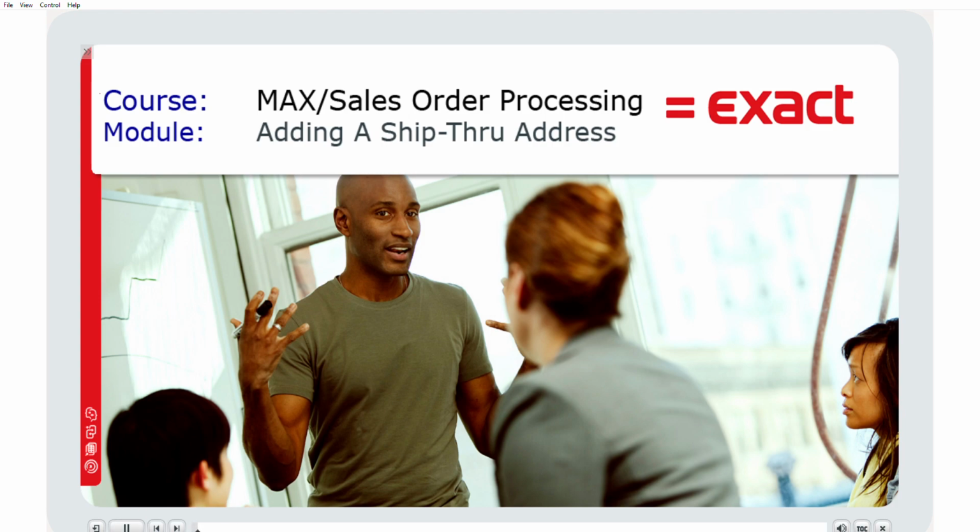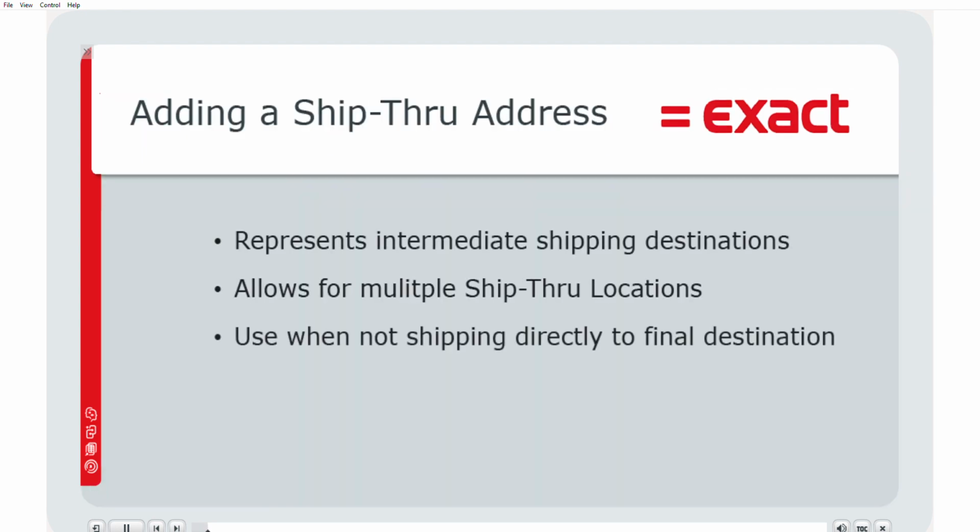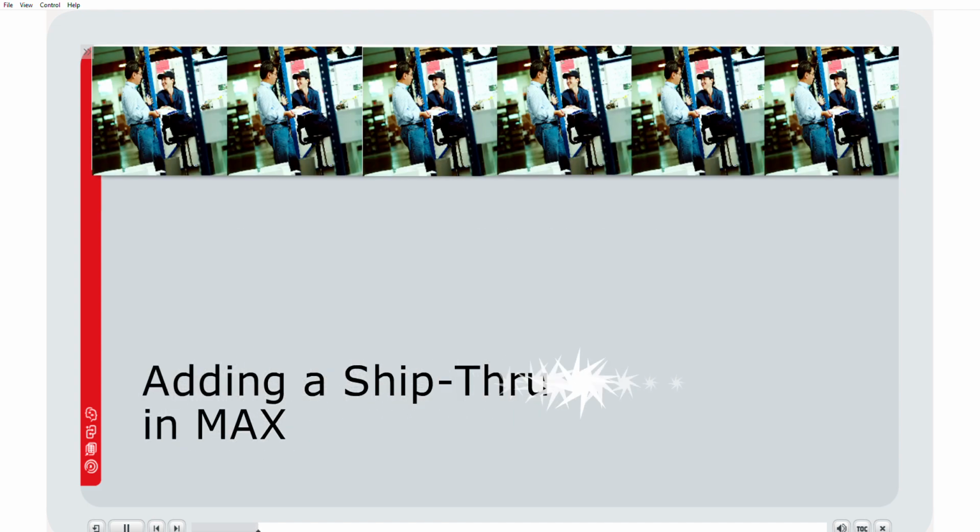Welcome to this Max lesson, Adding a Ship-Through Address. During this lesson, you will learn how to create ship-through addresses in Max. These addresses represent intermediate locations, for example, a distribution warehouse or a broker for international shipments, through which you may route customer shipments. Let's get started on learning how to add a ship-through address in Max.